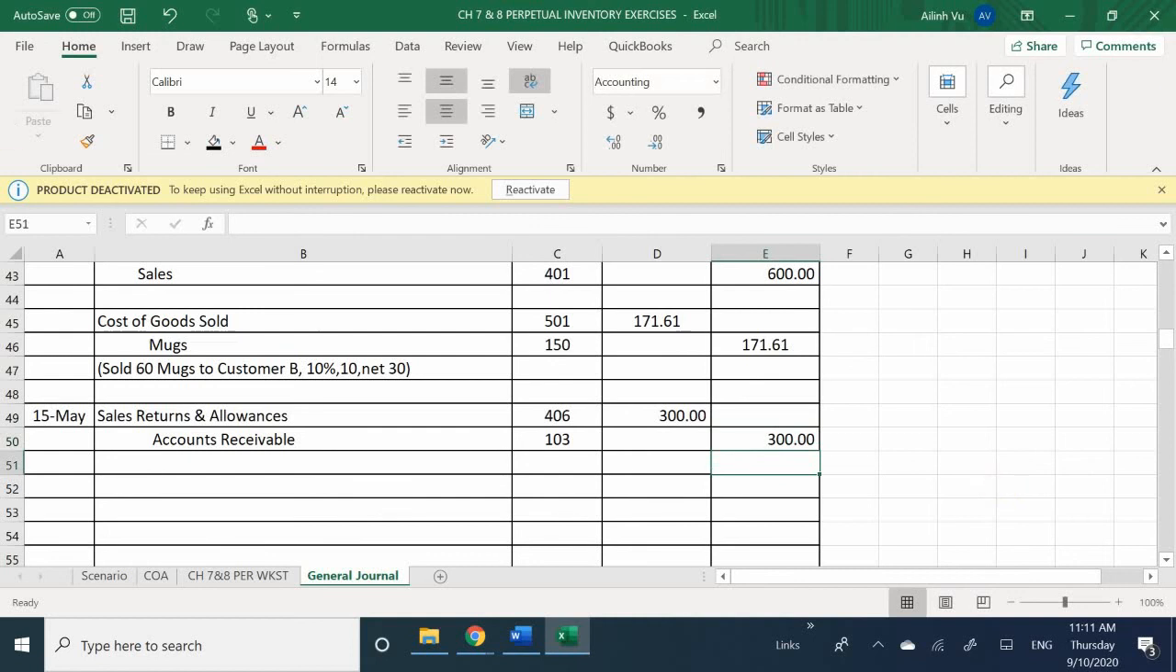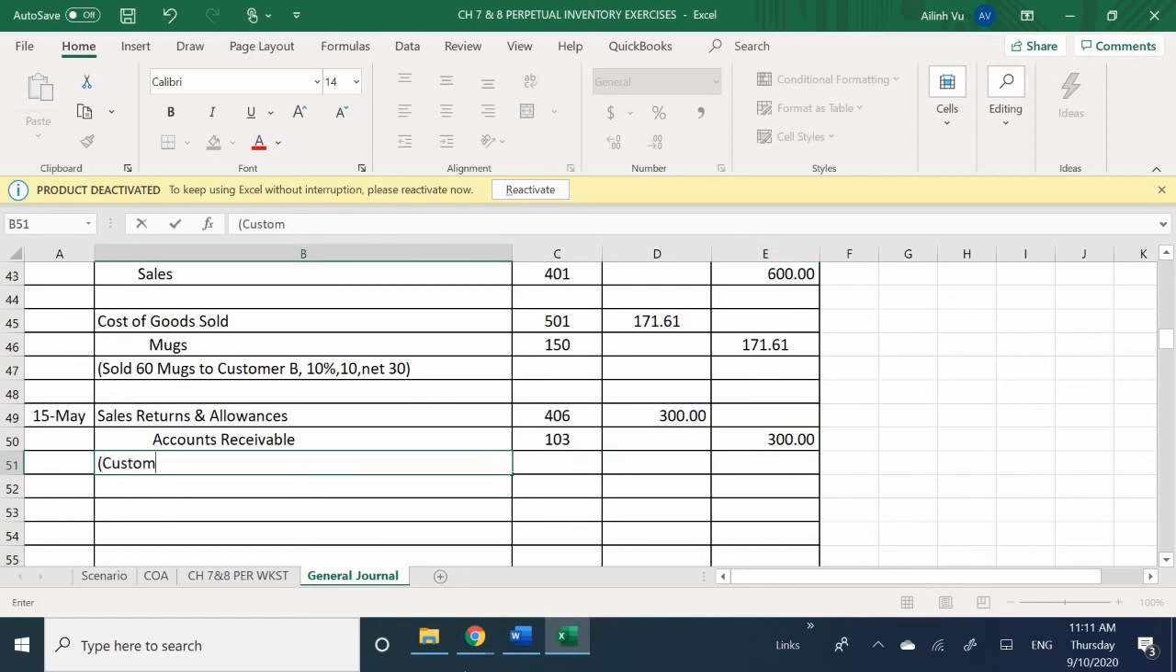Okay. And then I'm also going to indicate here customer B returned 30 mugs, full refund. Okay.